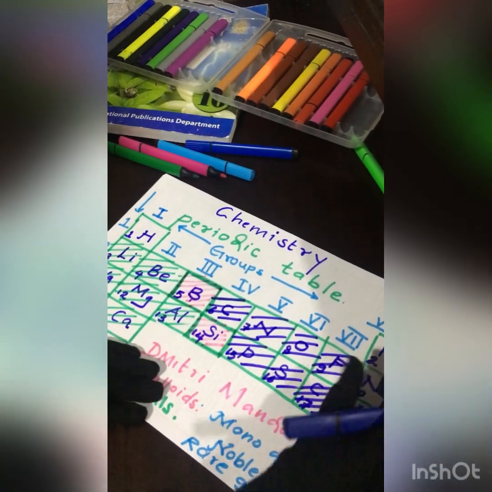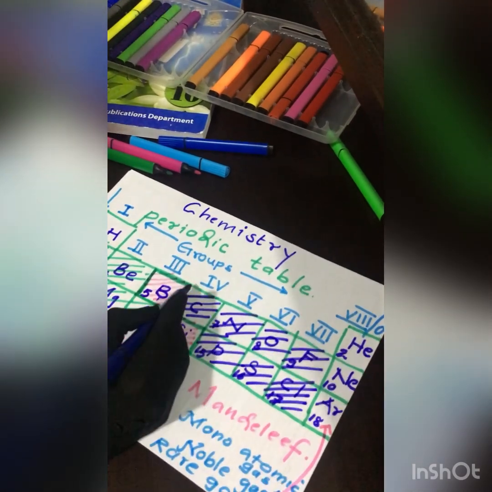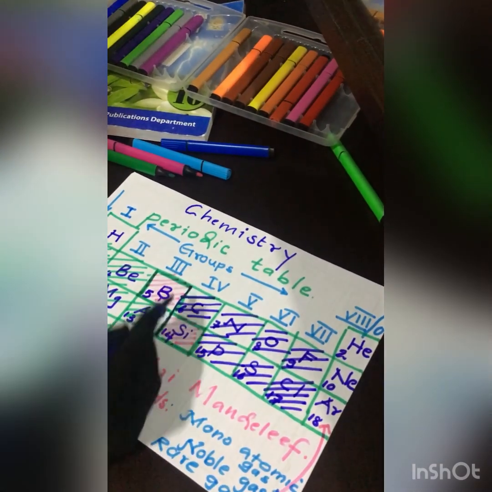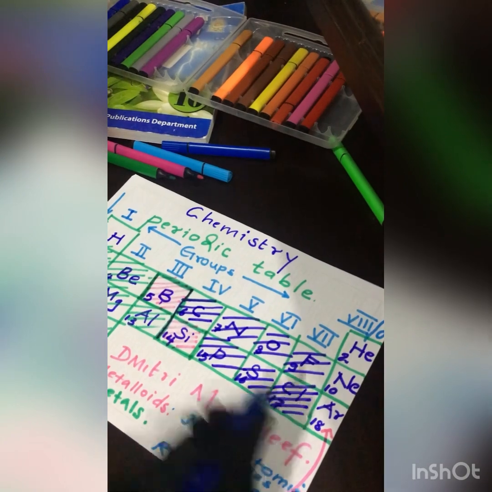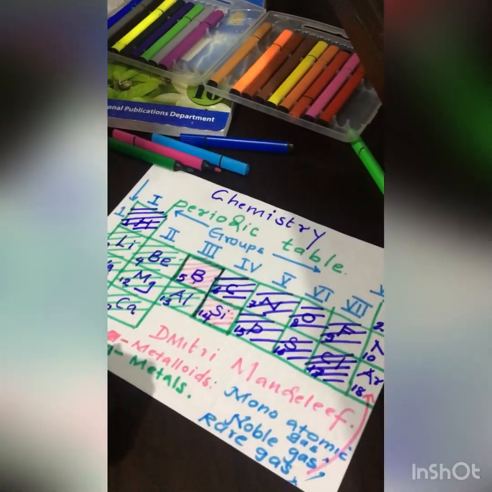But this doesn't include the noble gas, monoatomic or rare gas. Other than that, the other elements present after this border are non-metals, and along with that you have to remember that even hydrogen is a non-metal.